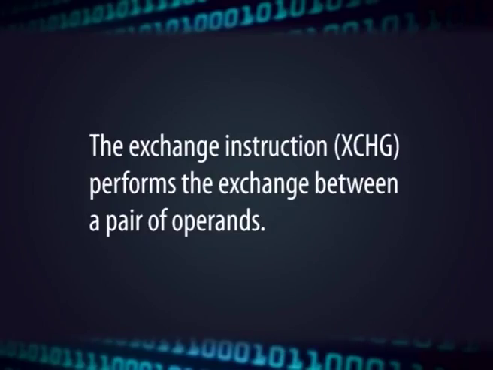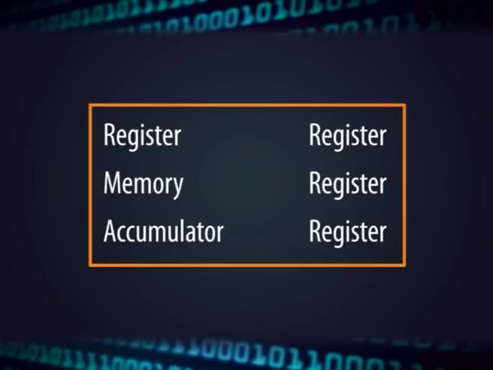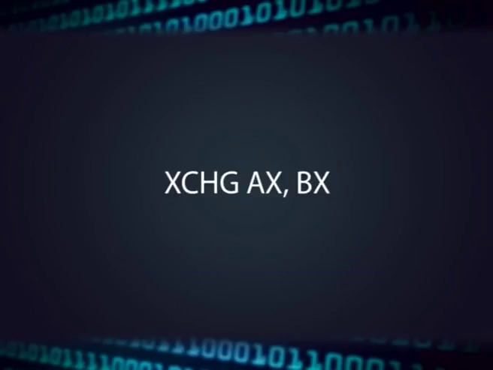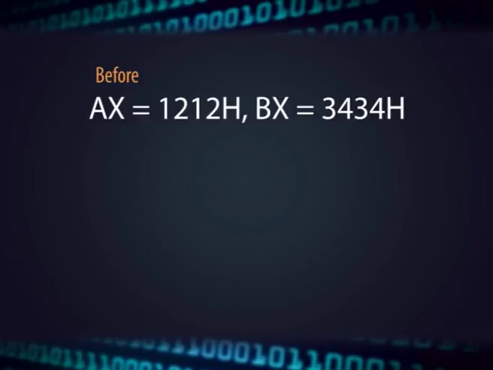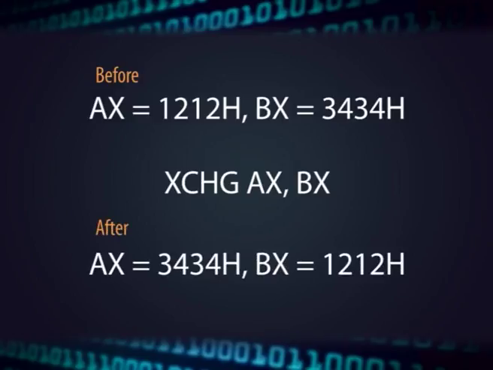However, certain applications require this task to be performed efficiently. The exchange instruction, called XCHG in short, performs the exchange between a pair of operands. The operands could be register to register, memory to register, or accumulator to register. For example, XCHG AX, BX performs the exchange operation. If the contents of the registers before the execution of the instruction were 1212H and 3434H respectively, after the execution of the exchange instruction, the contents of AX and BX respectively will be 3434 hex and 1212 hex.